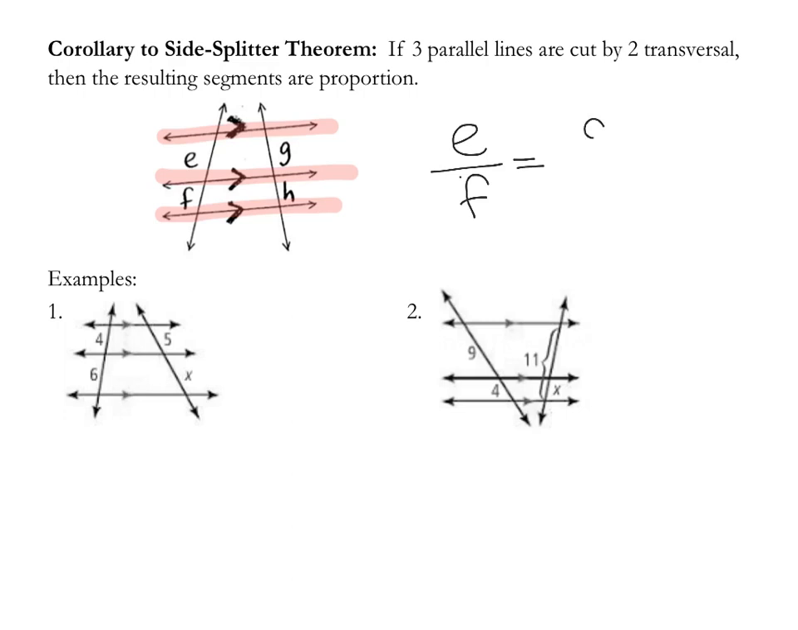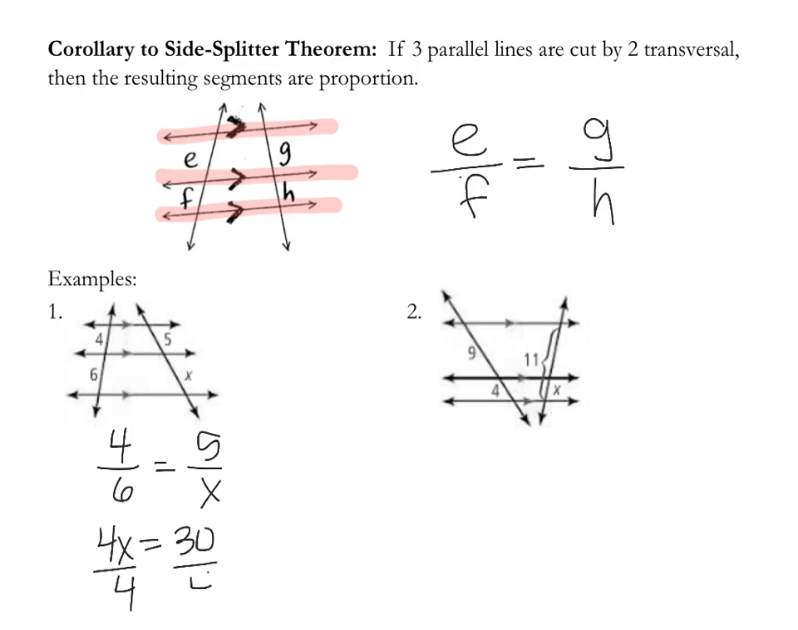It's top over bottom equals top over bottom. E over F equals G over H. So if you look at the first example, we'll just do 4 over 6 equals 5 over x. And we cross multiply and solve. We get 4x is equal to 30. And divide by 4, and you'll get x is equal to 7.5.